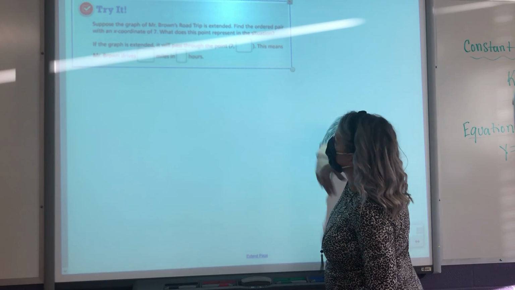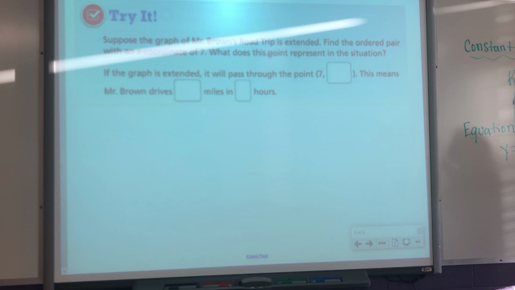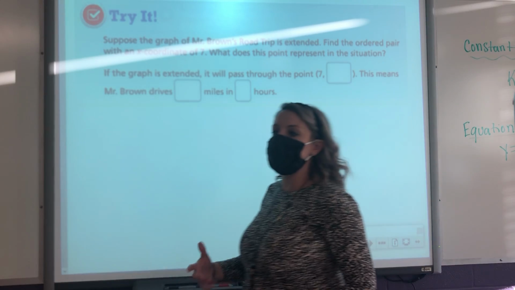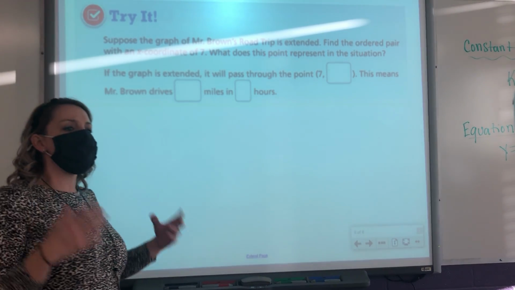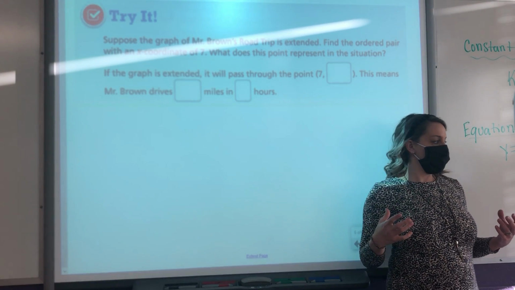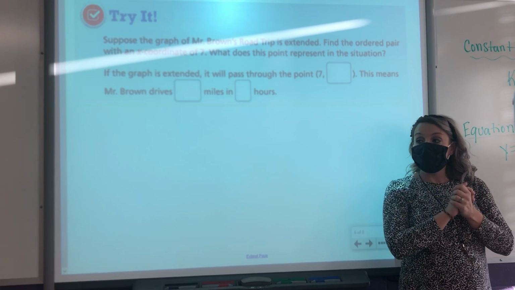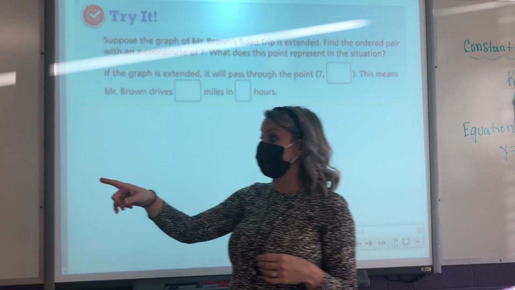All right, so let's look at our try it. Suppose the graph of Mr. Brown's road trip is extended. Find the ordered pair with an x coordinate of 7. What does this point represent in this situation? So we want an x coordinate of 7. What does 7 represent in our equation? Casey? The time. The time, very good. The amount of hours he's going to be on the road.